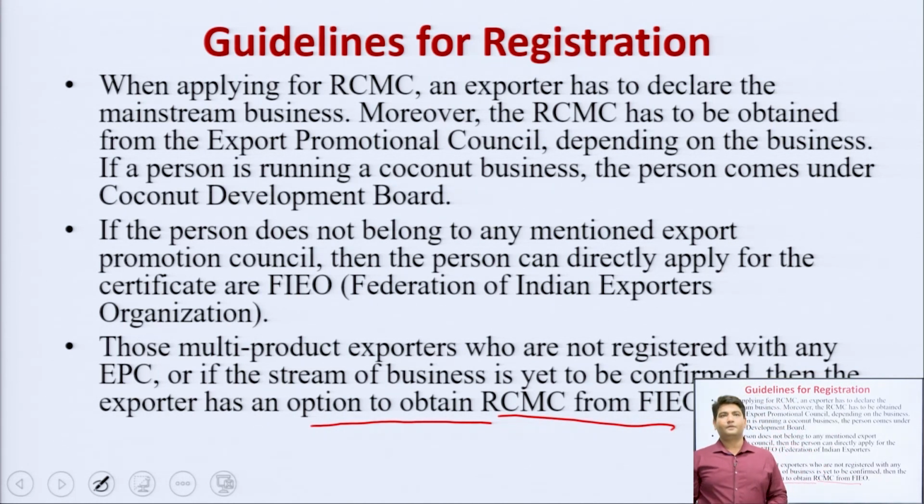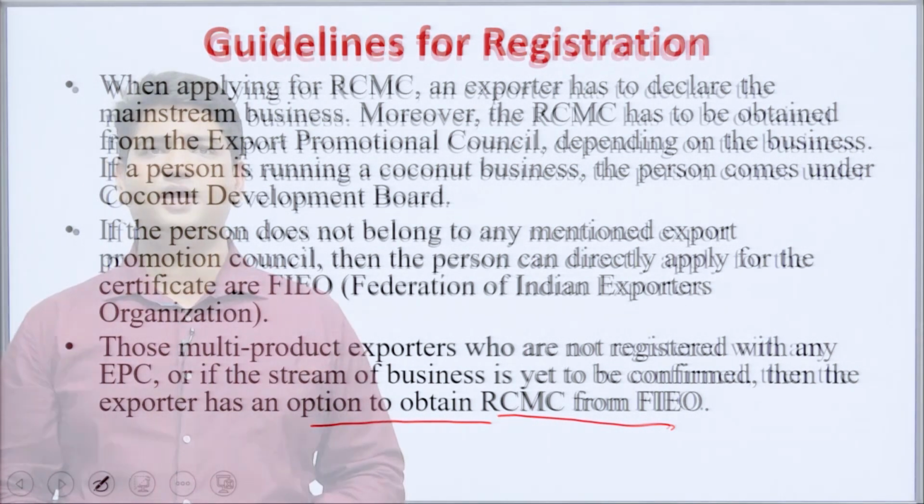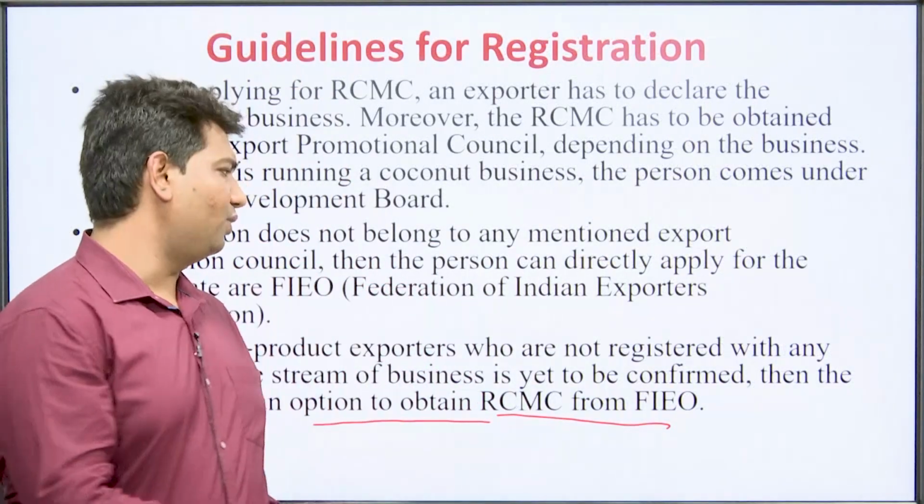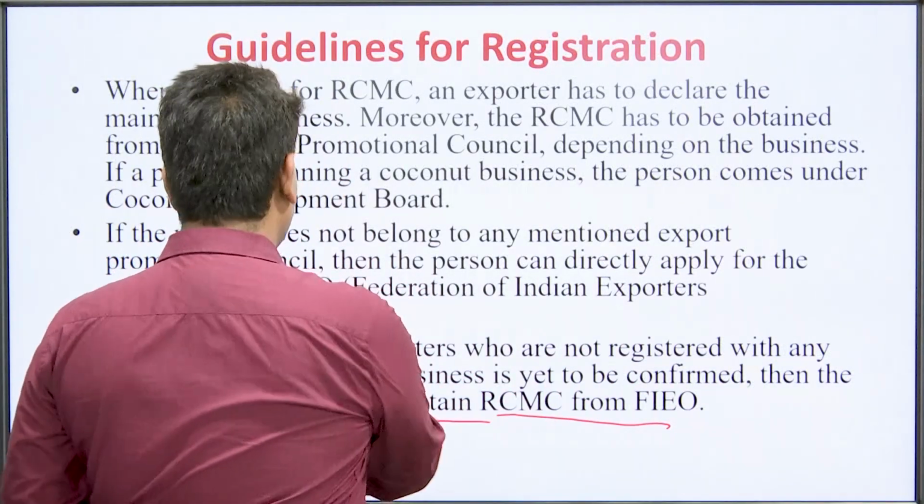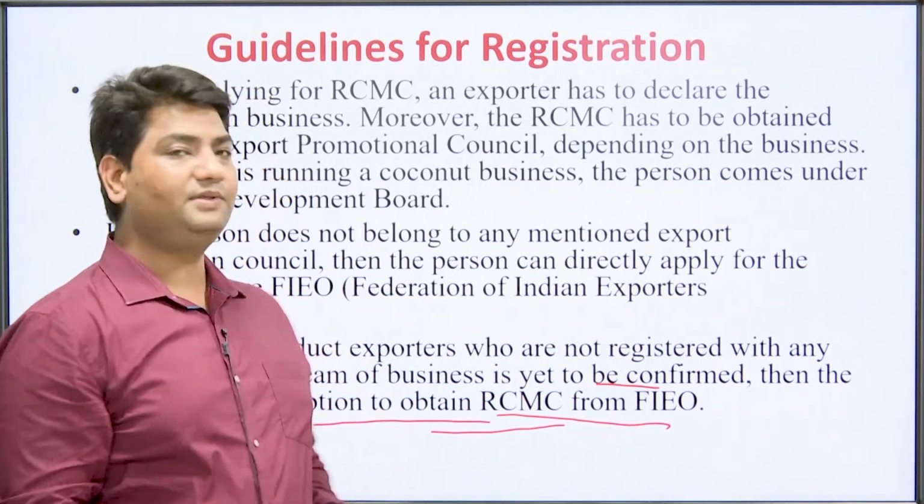Guidelines for registration. Here we understood that when applying for the RCMC, an exporter has to declare the mainstream business. Moreover, the RCMC needs to be obtained from the Export Promotion Council depending on the business. If a person is running a coconut business, the person comes under the Coconut Development Board. If the person does not belong to any mentioned Export Promotion Council, then the person can directly apply for the certificate from FIEO. Those multiple exporters who are not registered with any EPC, or if the stream of business is yet to be confirmed, have the option to obtain RCMC from the FIEO.